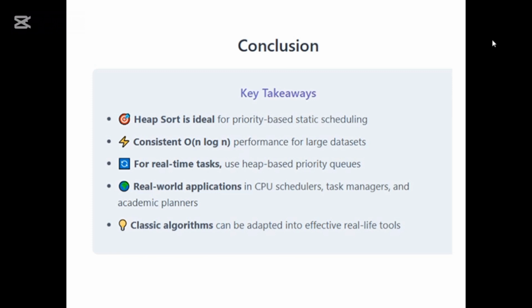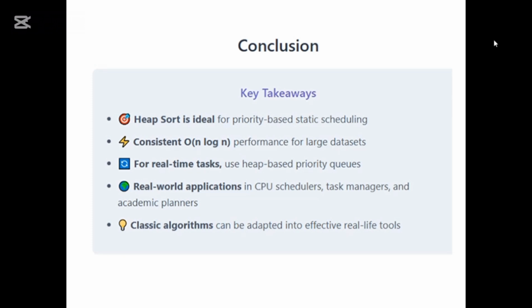So, here are the key takeaways also. Heap sort is ideal for static, priority-based scheduling. Its consistent performance makes it reliable for large datasets. It's less suitable for environments where tasks arrive unpredictably. Many real world systems like CPU schedulers or student portals can benefit from this sorting logic. Overall, we have shown how a foundational algorithm like heap sort can power practical scheduling systems.